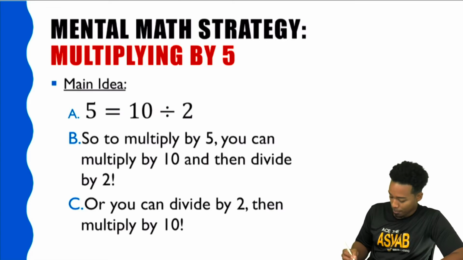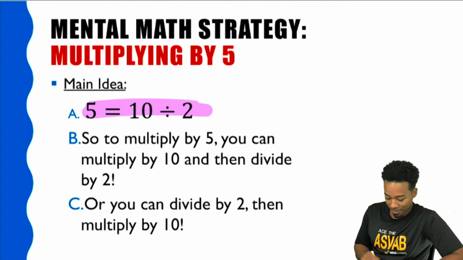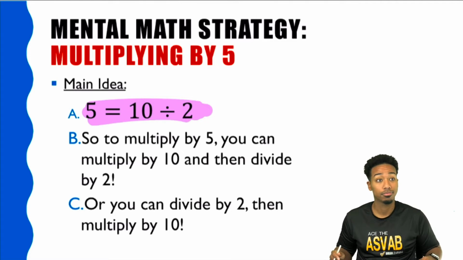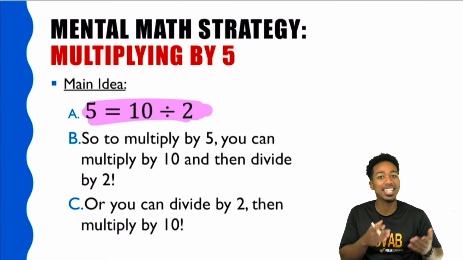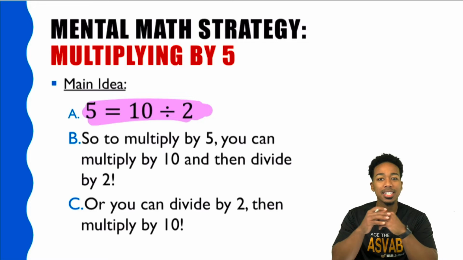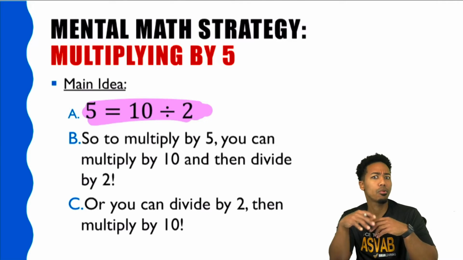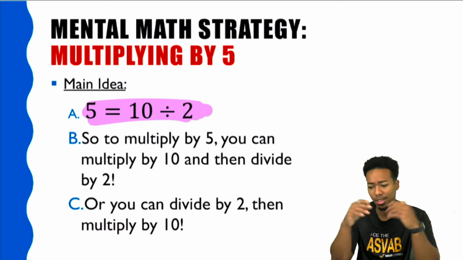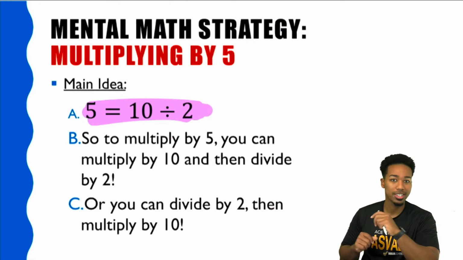Here's the main idea. Is this a fact or not? 5 is the same thing as 10 divided by 2. True or false? True. 5 literally is 10 divided by 2. So what does that mean? Instead of looking at a problem like 84 times 5 and thinking, oh man, I don't know if I can do that in my head, you can. You can do that before you even pick up your pencil to try to do it.